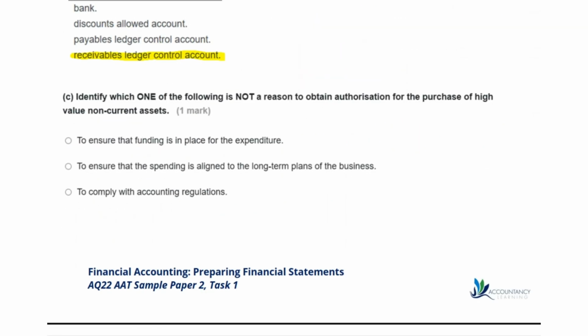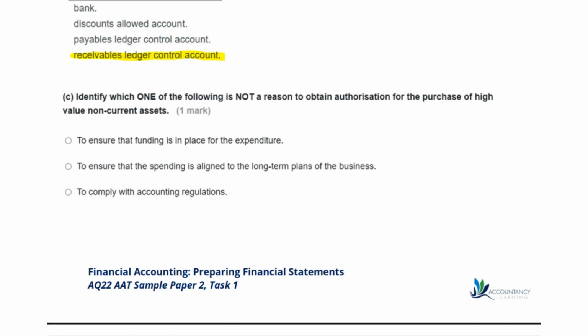Part C. Identify which one of the following is not a reason to obtain authorization for the purchase of high-value non-current assets. So to ensure that funding is in place for the expenditure, to ensure that the spending is aligned to the long-term plans of the business, and to comply with accounting regulations.